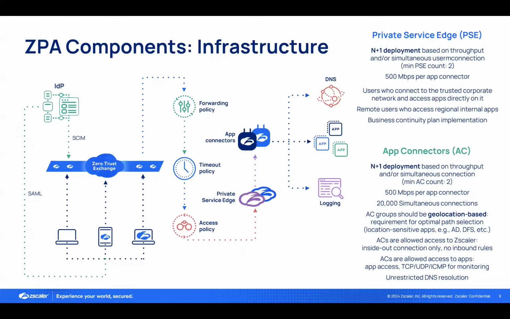The second component are app connectors. App connectors sit next to your applications, behind your firewall, inside your internal network. Note that in some cases, app connectors may reside within a DMZ. This is supported as a use case, but not illustrated here.